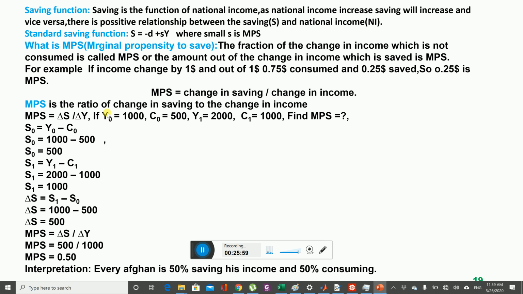Again, we have the information: Y0 is 1000, C0, the first aggregate consumption, is 500. The second national income Y1 is $2,000 billion. The second consumption is $1,000 billion. This is also very clear from these statistics that when income is 1000, consumption is 500. When income doubles, consumption also doubles. It means there is a positive relationship between consumption and national income. As national income increases, aggregate consumption is also increasing.